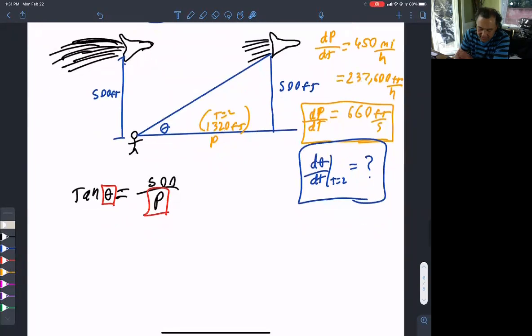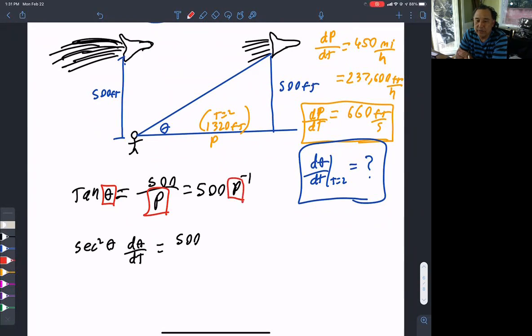All right. This is still going to get kind of ugly. What's the derivative of tangent of theta? The derivative of tangent of box is going to be secant squared of box times the derivative of box using chain rule. And on the right side, 500 is a constant. I'm going to rewrite this as p to the negative 1 power because we can take the derivative of that. So what's the derivative of box to the negative 1 power? It's negative 1 box, you subtract 1 from the power, times the derivative of box.